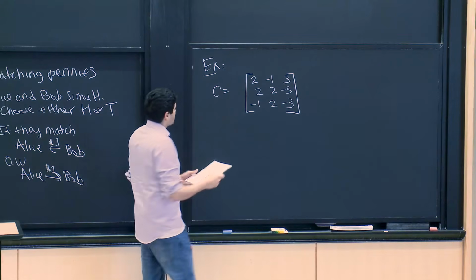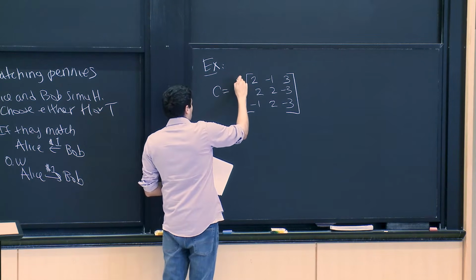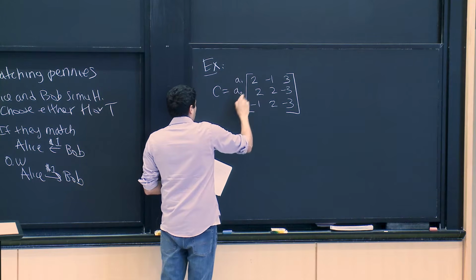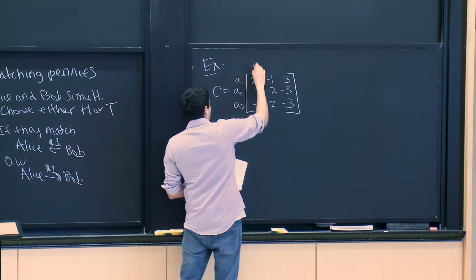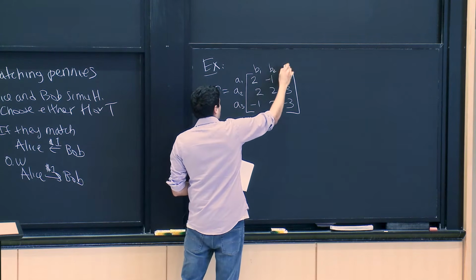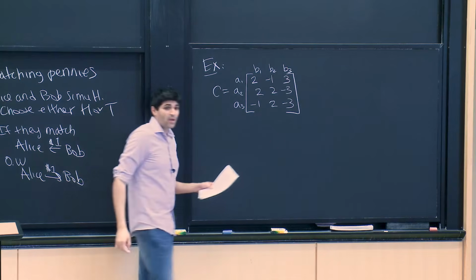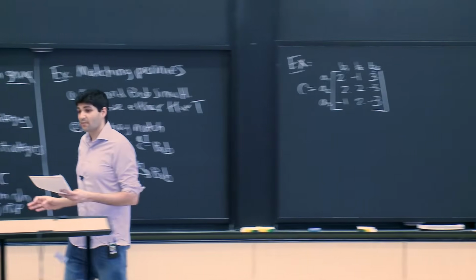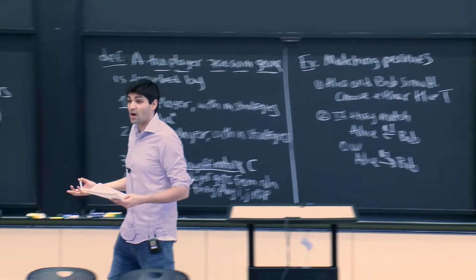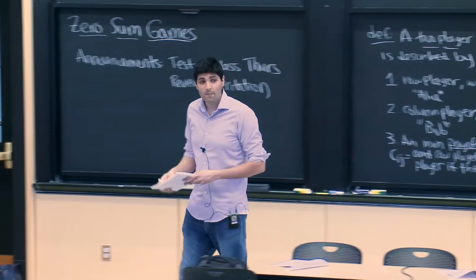So Alice can either choose the strategy, let's say, A1, A2, or A3. Bob can choose the strategy B1, B2, and B3. And as before, the entries in this matrix describe the payoff of one player to another.